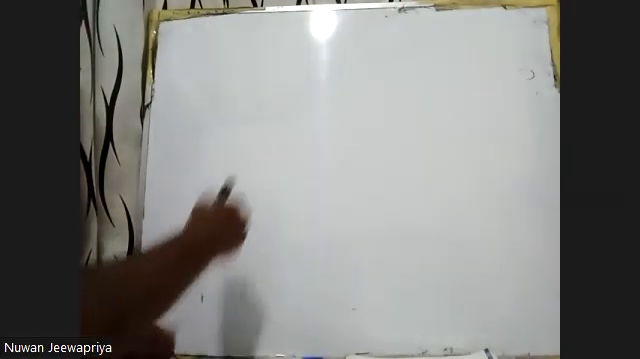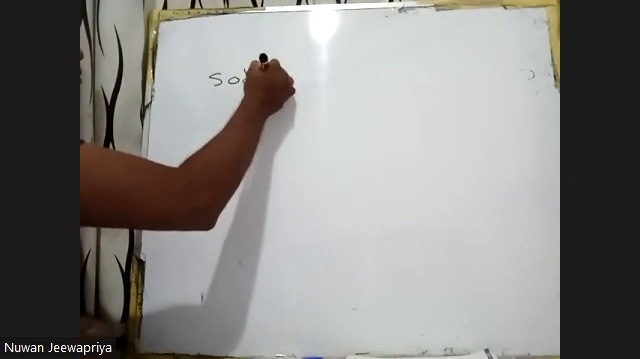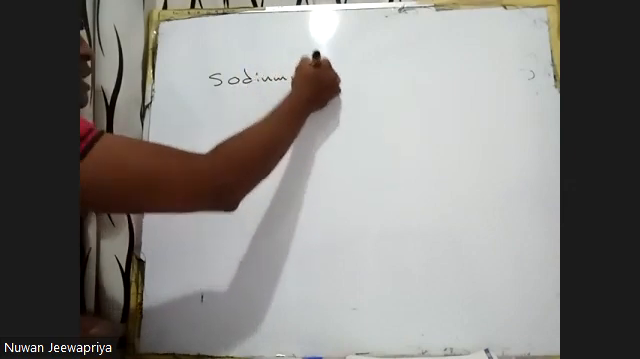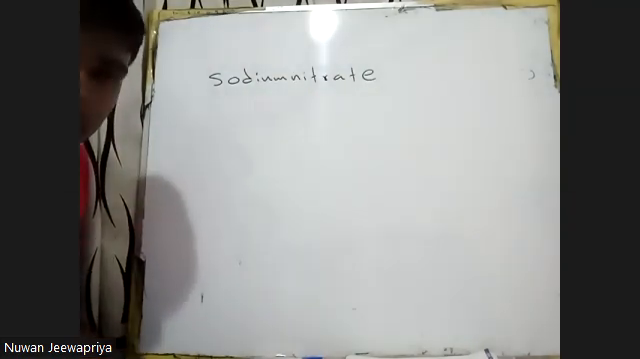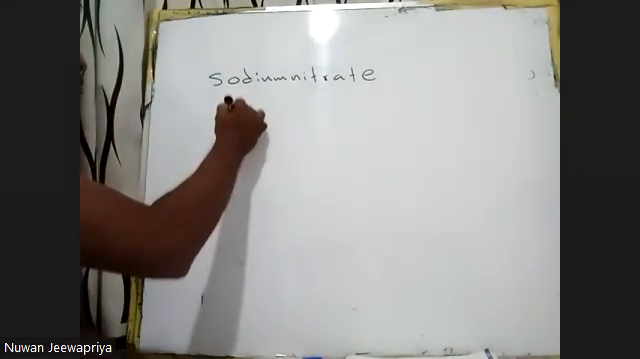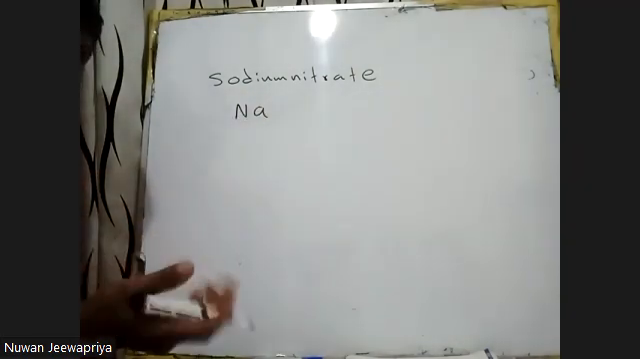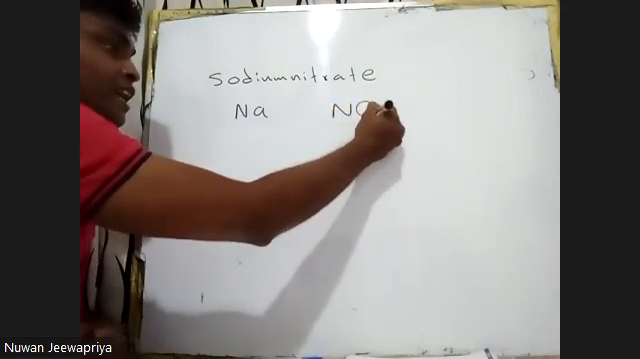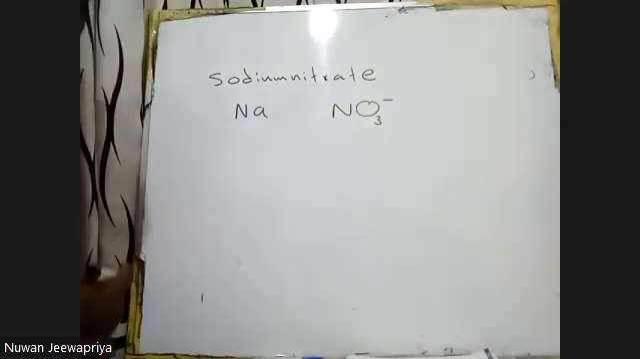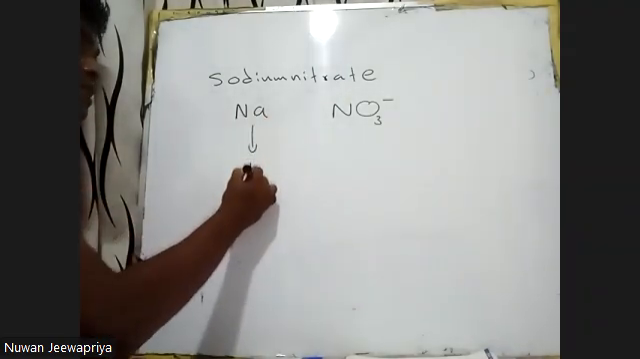Just imagine I want to write sodium nitrate. See the periodic table. How can I write sodium? Na. Remember the earlier thing that I erased. How can I write the nitrate? NO3 minus. If you see the periodic table, you see the sodium's valency is 1.